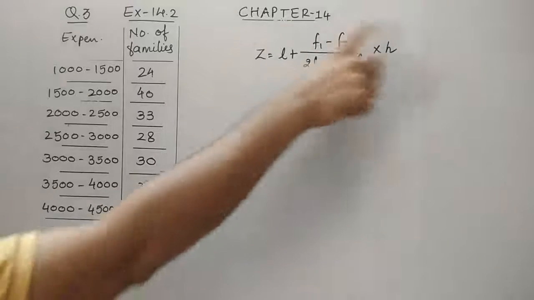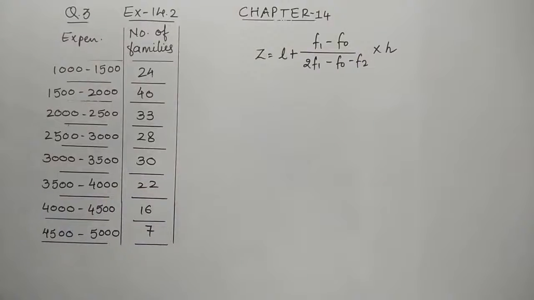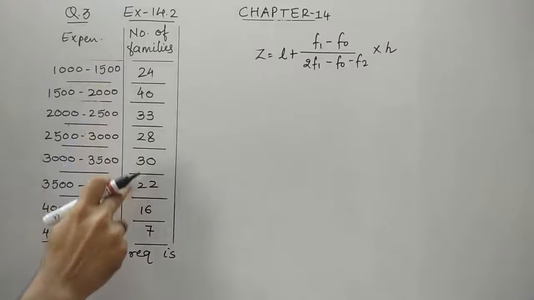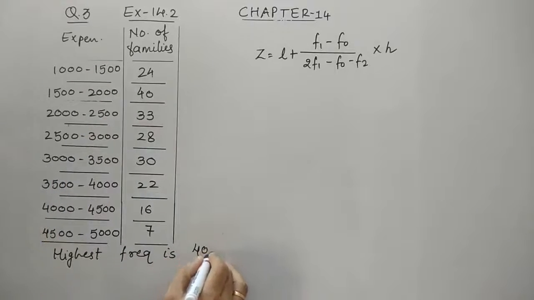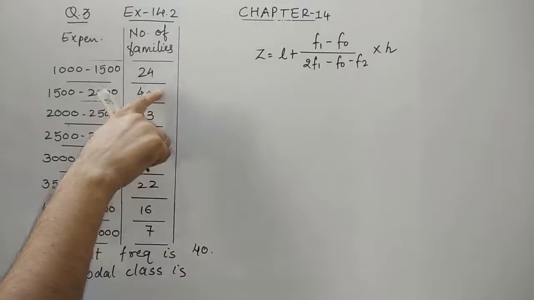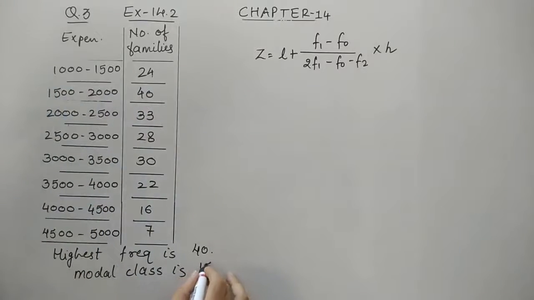To find out the mode, I have written all the values here. That is the formula, and these are the values required. First we need to find out the modal class. The modal class is found by using the highest frequency of the given data. So let's find out which is the highest frequency. We can see 40 is the highest frequency, so we come to the conclusion that the modal class is 1500 to 2000.